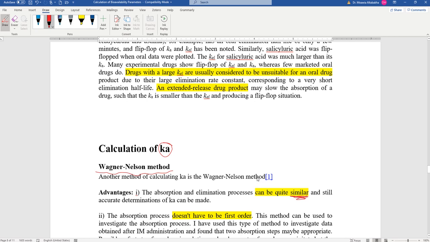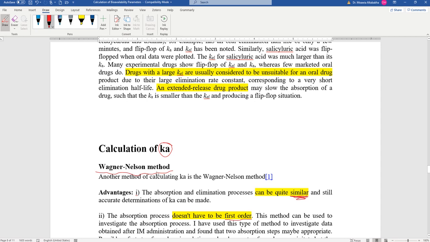Whereas in the residual method, the condition is that one of the rates is much higher than the other. To have accurate results, we need one rate at least 5 times higher than the other. With the Wagner-Nelson method, no, they can be similar. Now look at the other advantage. The rate of absorption, and I'm not talking about the rate of elimination, does not need to be first order. It can be zero order, it can be first order, it can be first order and then zero order.